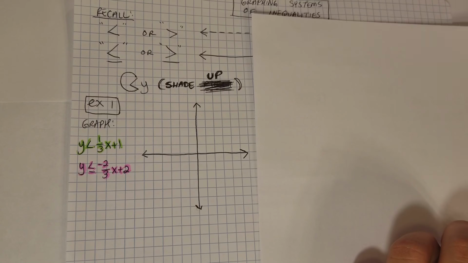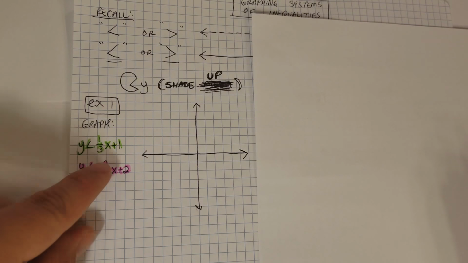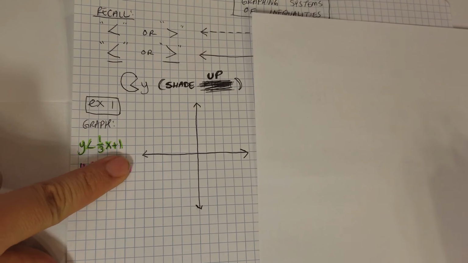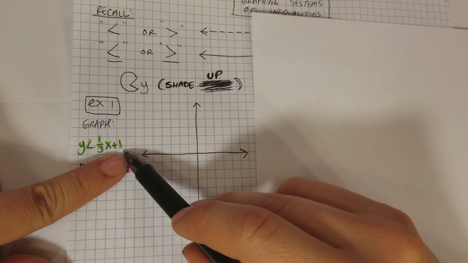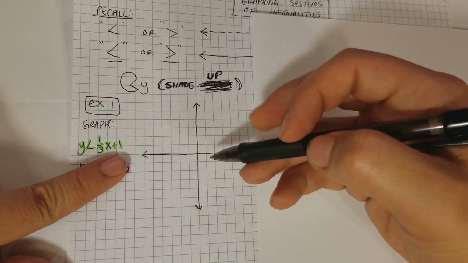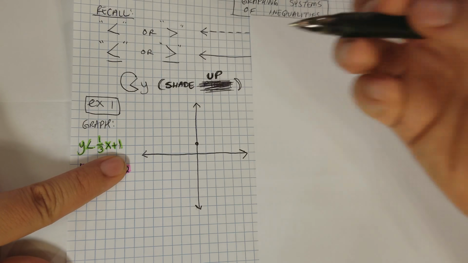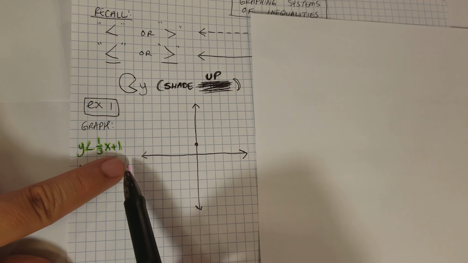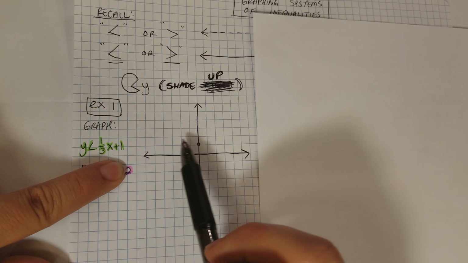Okay, let's take it one step at a time. Forget about the one that's pink for now. I'm just going to worry about the one that's green. The y-intercept for the green one is 1. So on the y-axis, I'm going to start at the positive 1 and put a dot right there, because the y-intercept, or the starting point, is the one without the variable every single time.